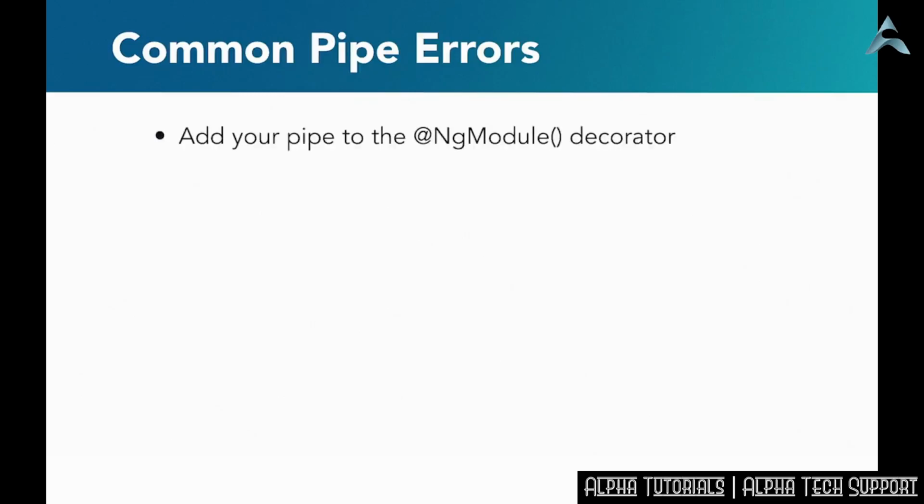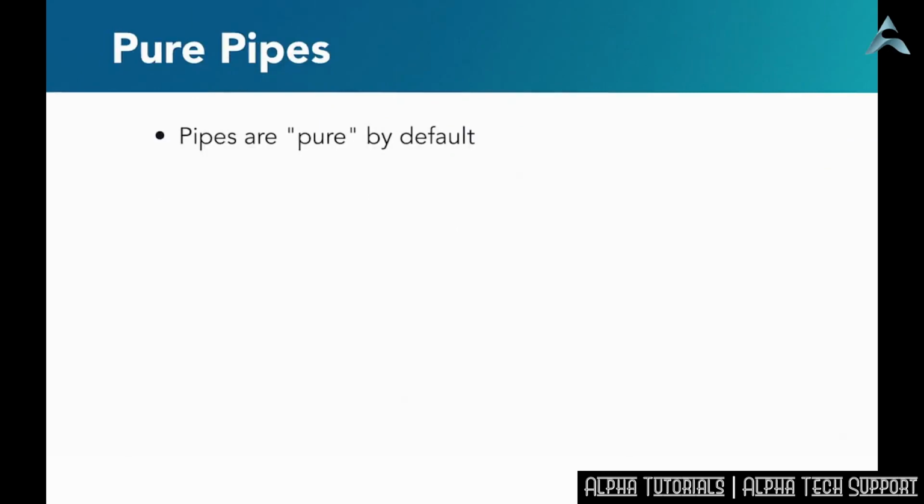You must add your pipe to the declarations array in the NgModule decorator. If you don't, the compiler will fail and you'll get an error message saying Angular can't find your pipe. The Angular CLI tool does this for you, so there's nothing to worry about when you generate new pipes using Angular CLI. Pipes are pure by default.